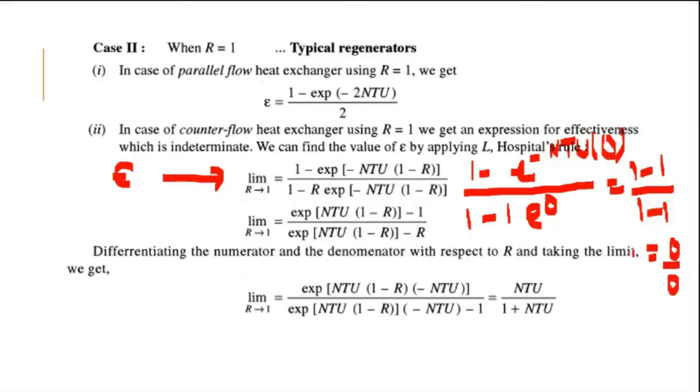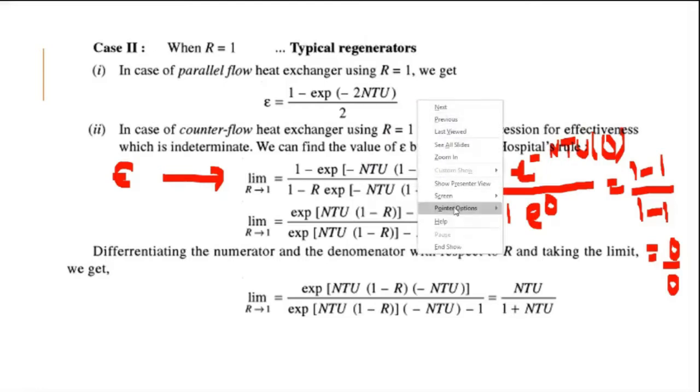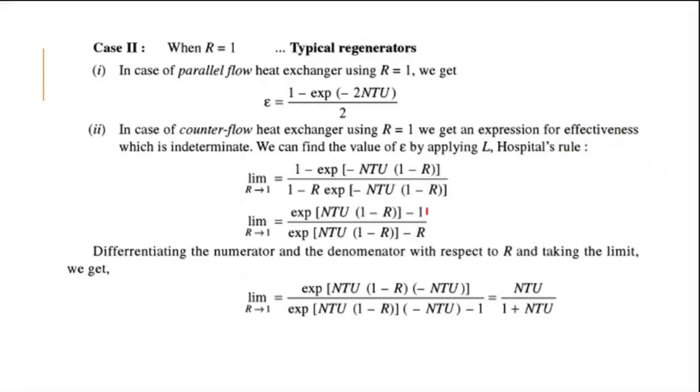Since we are getting 0 by 0, this is an indeterminate form. So what should we do in such a case? Which rule are we going to use? L'Hospital's rule. So we are going to differentiate the numerator and the denominator. If you differentiate the numerator side, what do we get? What is the differential of 1? 0. So the differential of that portion is 0.